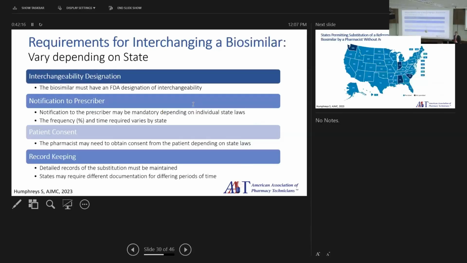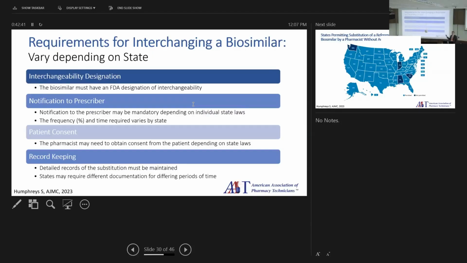So what is required if a pharmacy wants to interchange a biosimilar? Well, it varies depending on state, as I mentioned before. So to be able to interchange a biosimilar without notifying a provider, it must have the designation of being interchangeable by the FDA. So you can see that on the FDA Purple Book. And then you may need to notify the prescriber depending on individual state laws.